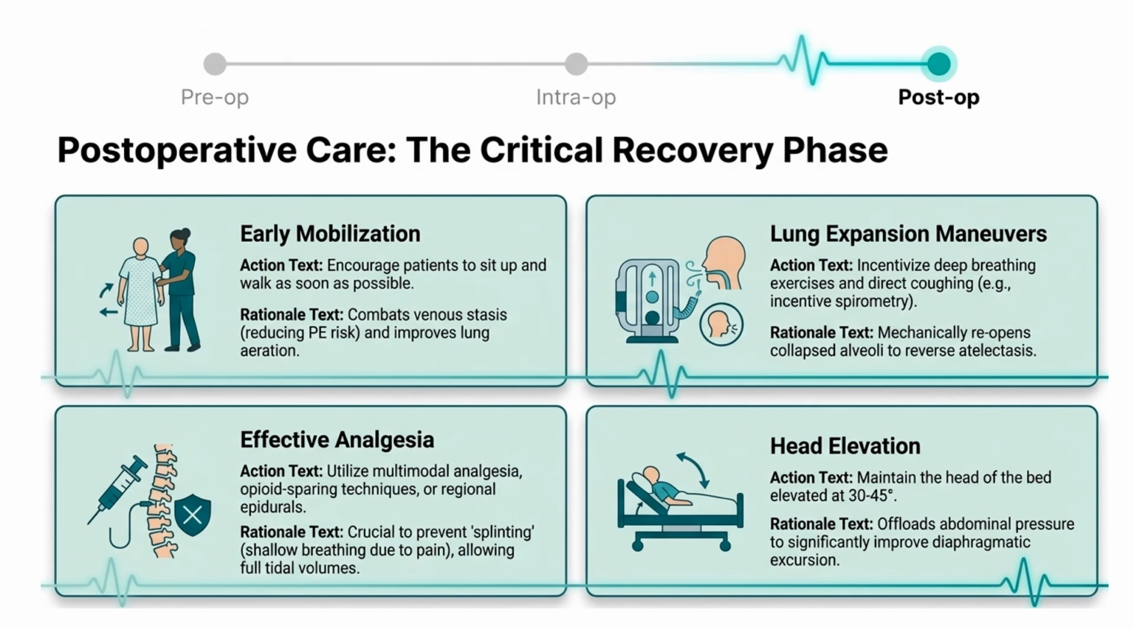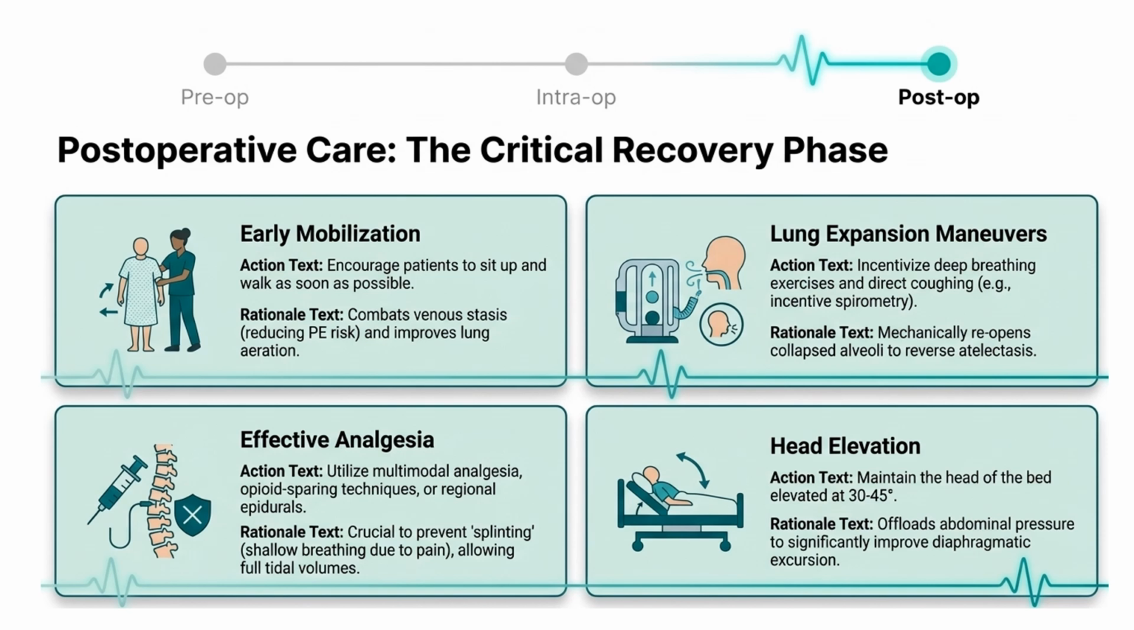So effective analgesia is very important. If the patient is in pain, the patient can't breathe properly. So that will lead to a shrunken lung or development of atelectasis. So effective analgesia is very important. Lung expansion maneuvers like incentive spirometry are very important. So that will prevent lung atelectasis.